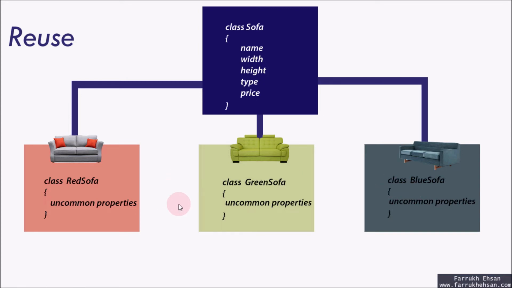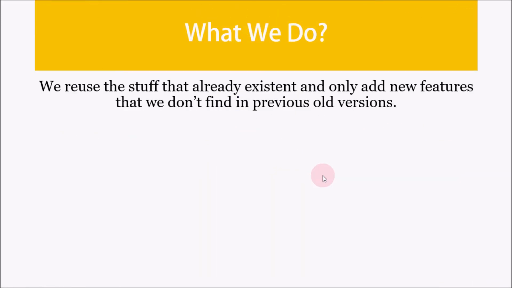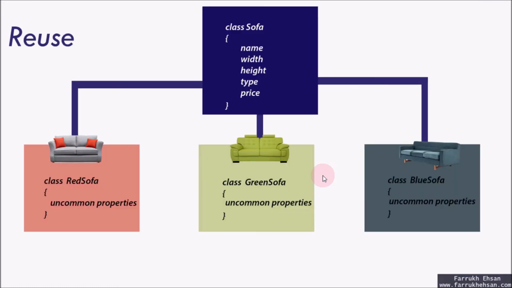I hope that you have understood the concept already: we take the common properties out and we save them into a separate class. Then we reuse common properties among all those classes which share those common properties. So what actually we do is reuse the stuff that already existed and add new features to the previous old version. Here, you can see that I'm reusing the stuff like name, width, height, type, and price. Sofa classes have all those properties, but they also have some properties which are uncommon among all these different classes.